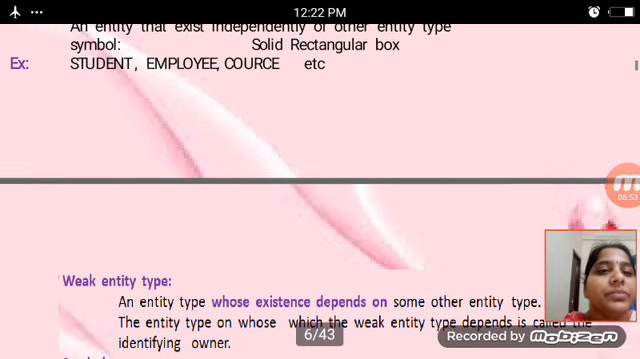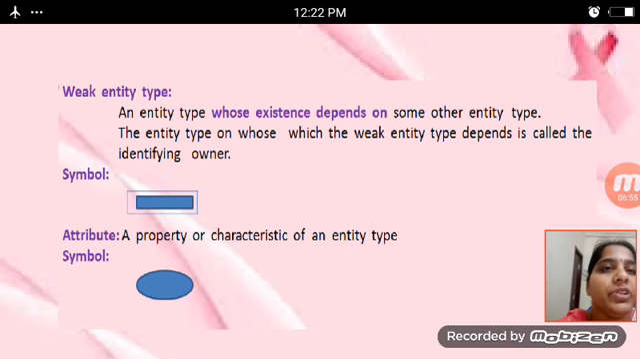And then next one, weak entity type. An entity type whose existence depends on some other entity type. The entity type on which the weak entity type depends is called the identifying owner. For example, the symbol is one rectangle inside another rectangle. That is a weak entity, which depends on another entity. That's why that symbol is used.